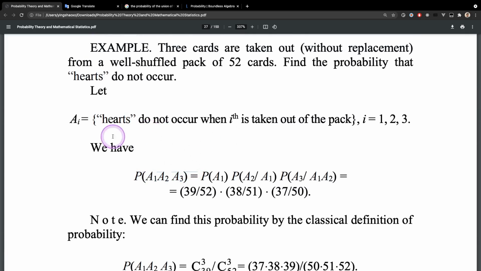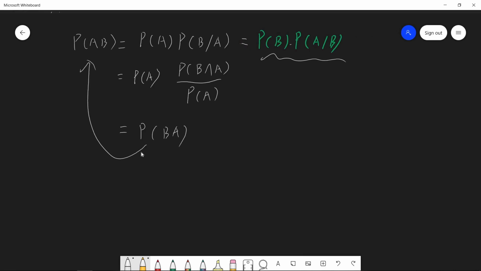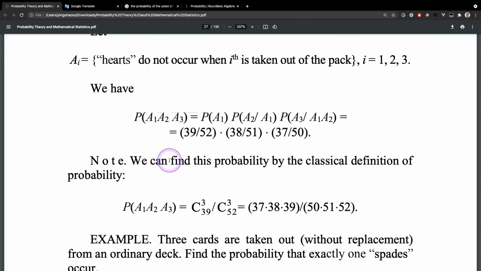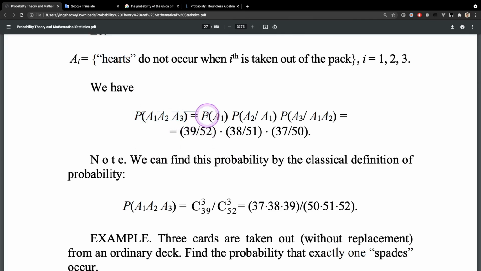Because they want to make sure that all 3 times, each time and all times, the heart does not occur. That's why they use the multiplication of probability, or if you prefer, this intersection symbol. And they try to calculate the probability of that by using the formula or expression that we have learned just earlier.